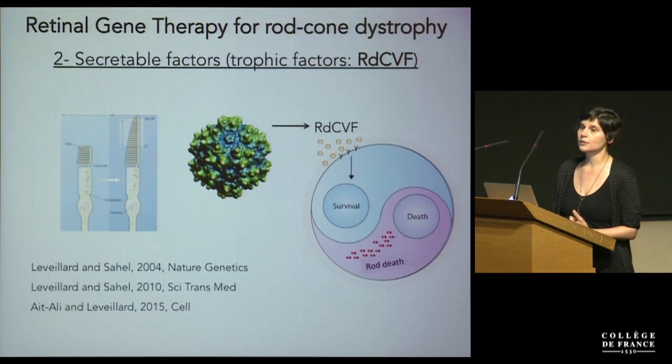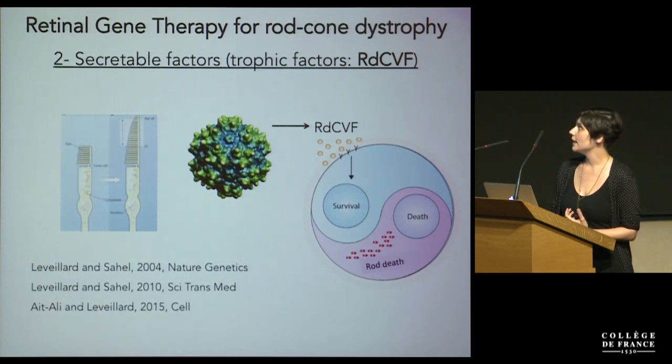It's a trophic factor called rod-derived cone viability factor that's been developed for over 10 years actually by Professor Sahel and Liliane. This is a retina-specific trophic factor that rods secrete and that promote the survival of cone photoreceptors, the photoreceptors that are actually the most useful to us for our daylight and high acuity vision, that we would like to preserve for as long as possible in retinal degeneration, especially in rod cone dystrophies.